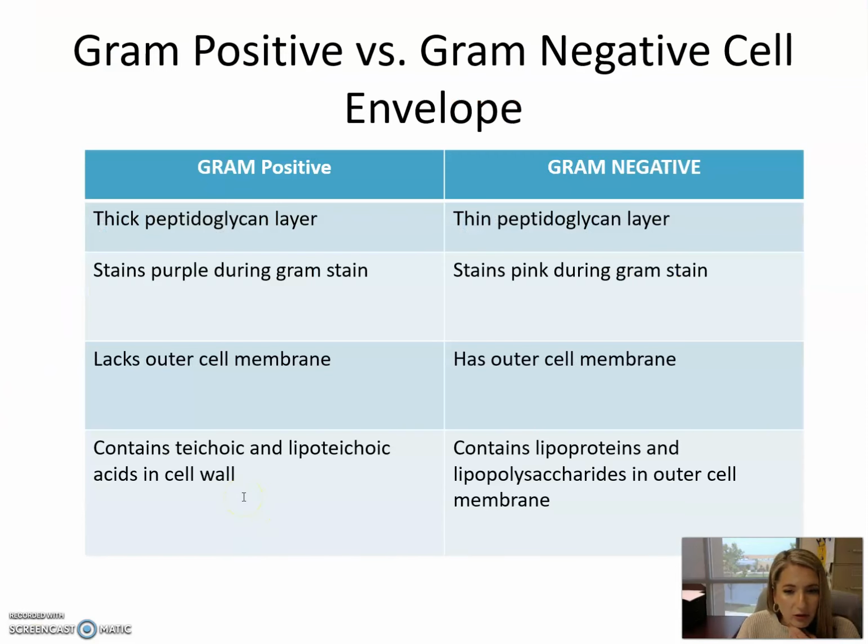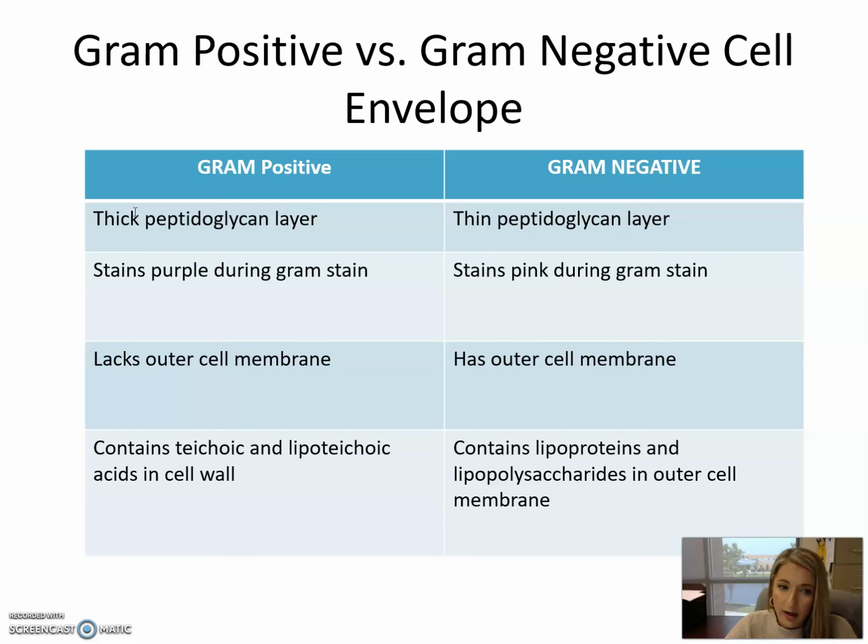So to summarize some of the core differences between gram-positive and gram-negative bacteria. Gram-positive bacteria, we know that they have a thick peptidoglycan layer, so they would have a much thicker cell wall, whereas gram-negative bacteria have a thin peptidoglycan layer, so they would have a much thinner cell wall. Gram-positive bacteria, when you put them through a gram stain, which we previously learned about, are going to stain purple. Gram-negative bacteria would actually stain pink if you did a gram stain on them.